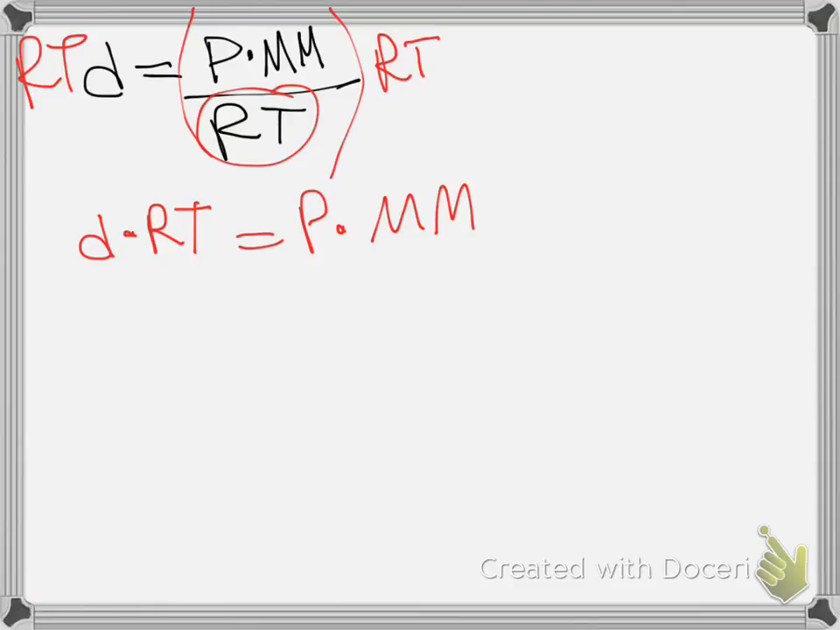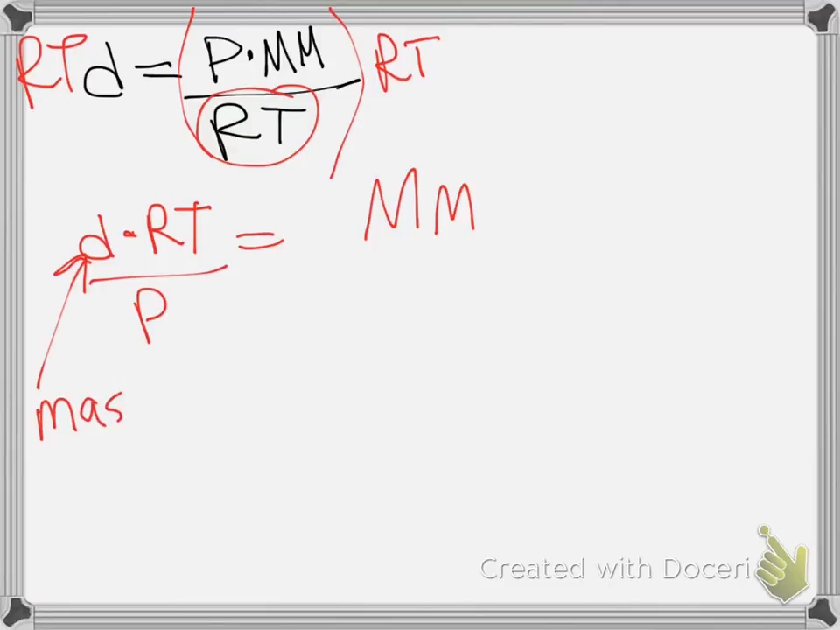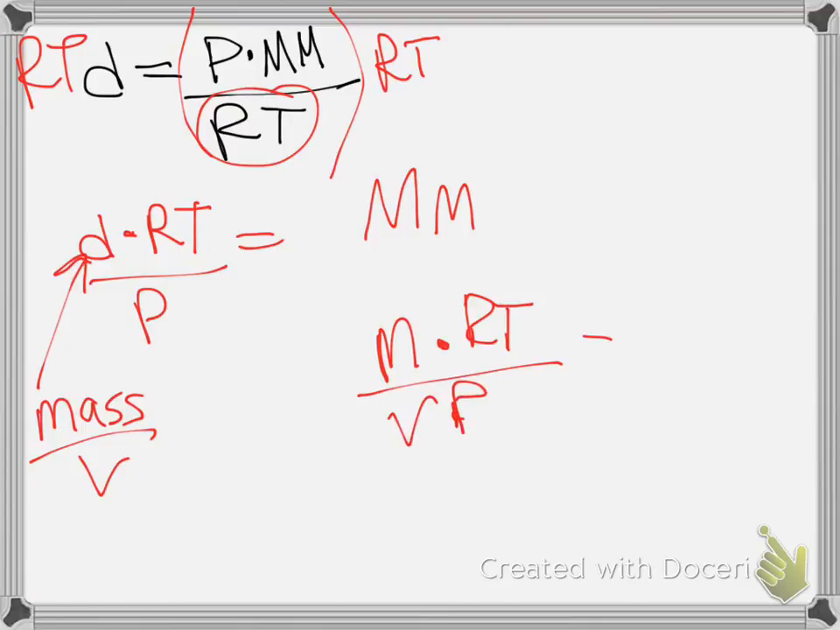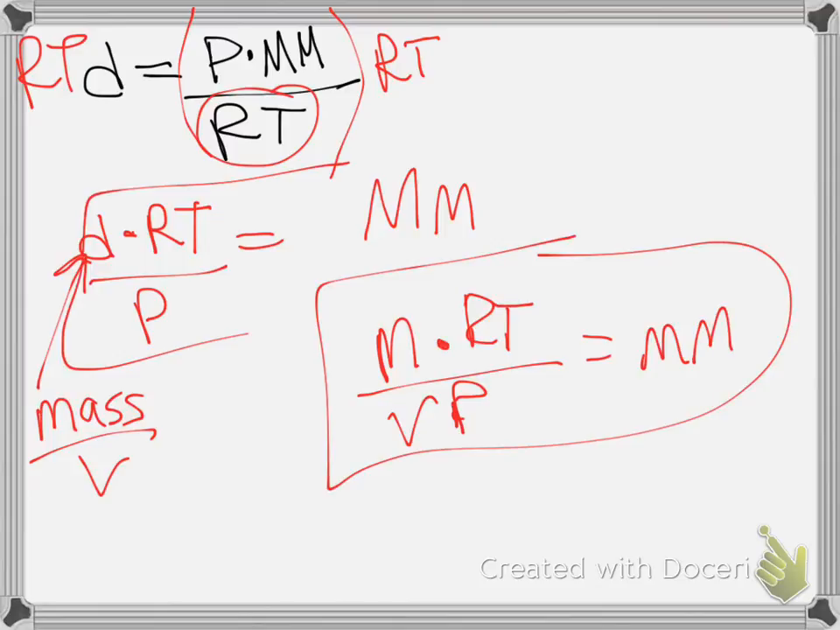Now, we want to get the pressure out of the way, so I'm going to divide. So we end up with the density times RT divided by P, and over here, the P goes away. So we just have molar mass. Now, sometimes density isn't directly given, but I know that density is the mass divided by the volume. So I can also write this equation as the mass times RT over volume times pressure, and that'll equal the molar mass. Okay, so this form and this form are both useful.